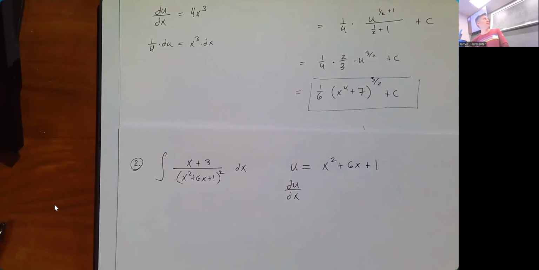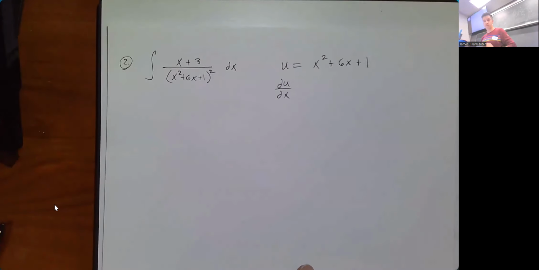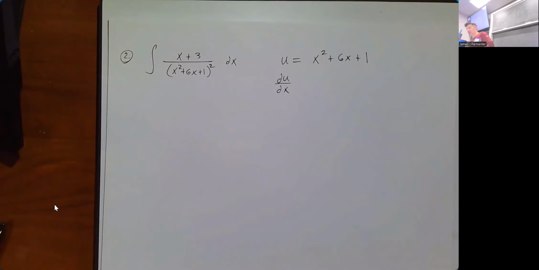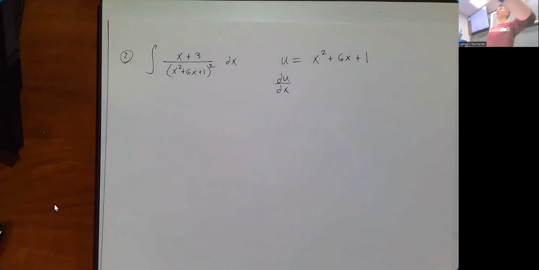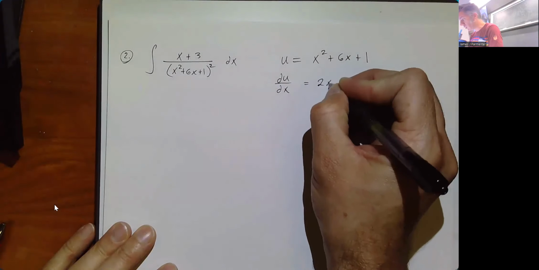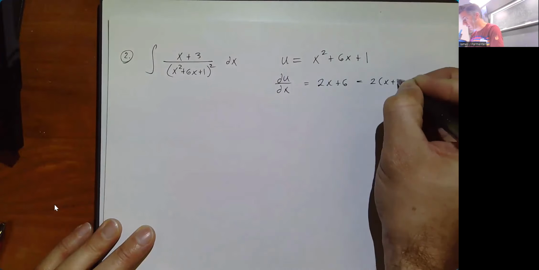Looks like most people made the choice of letting u equal x squared plus 6x plus 1, which is certainly the right choice, again, for two reasons. That thing is stuck inside the denominator being squared, and more importantly, its derivative is 2x plus 6, which is 2 times x plus 3.